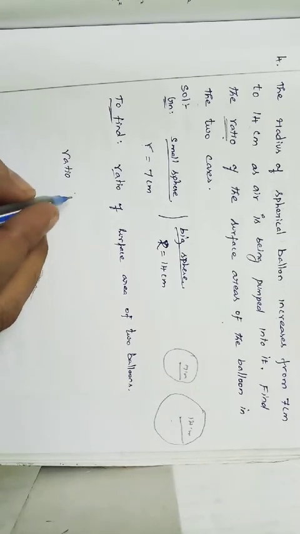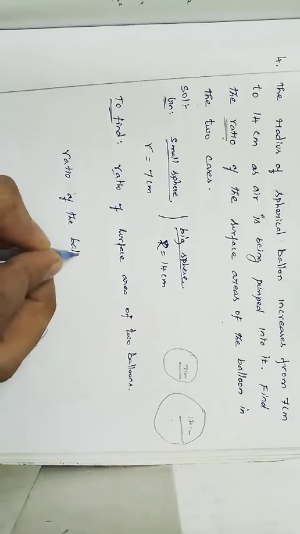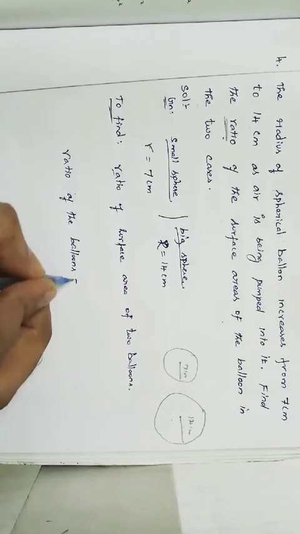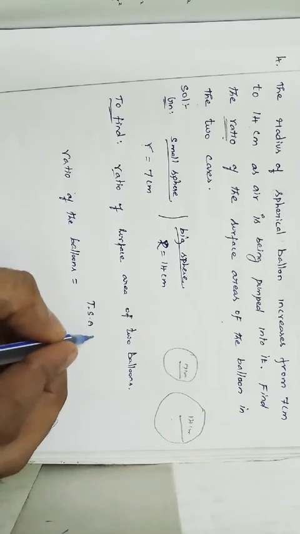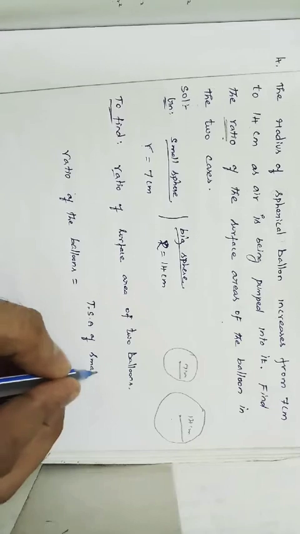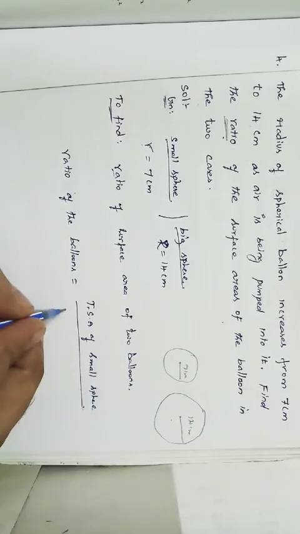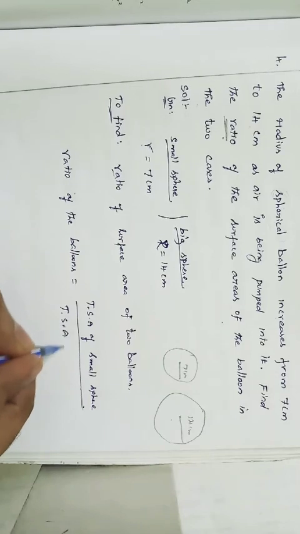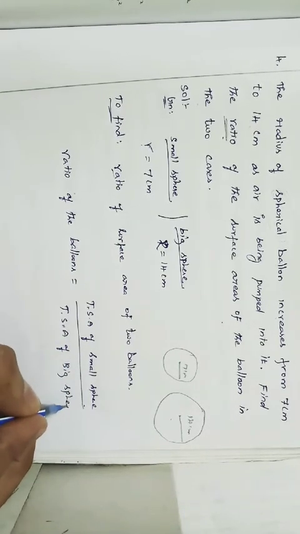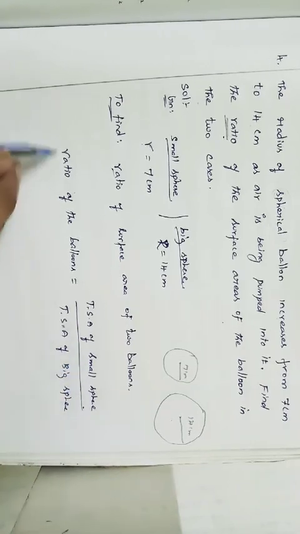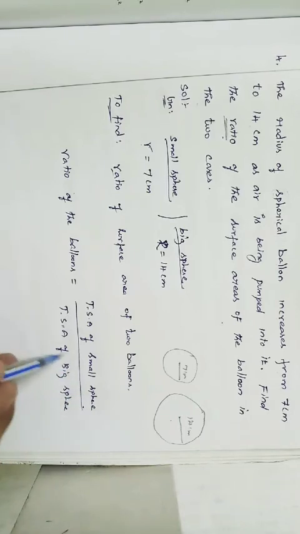Ratio of the balloons is equal to the total surface area of the small sphere or small balloon, divided by the total surface area of the big sphere. Ratio is nothing but writing in the form of a fraction: TSA of small sphere divided by TSA of big sphere.